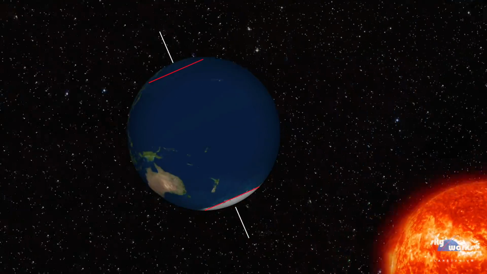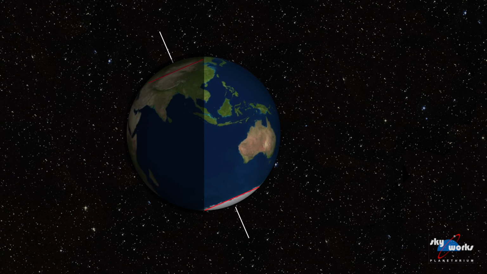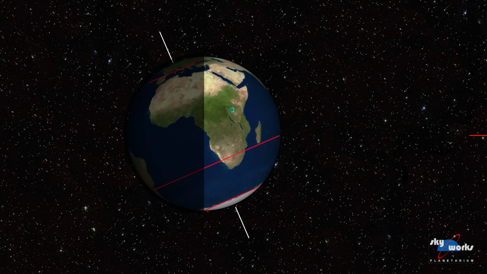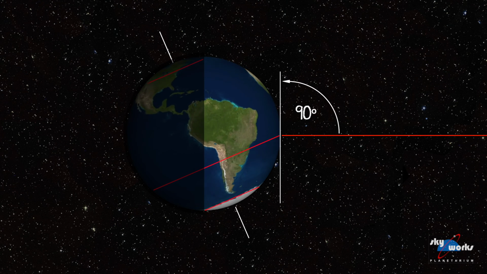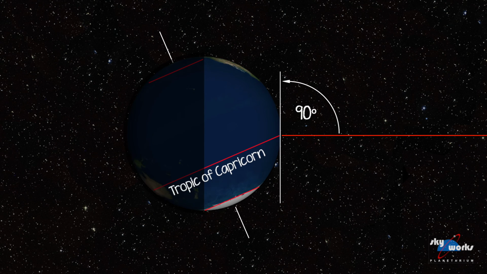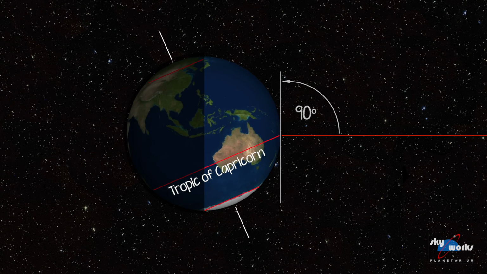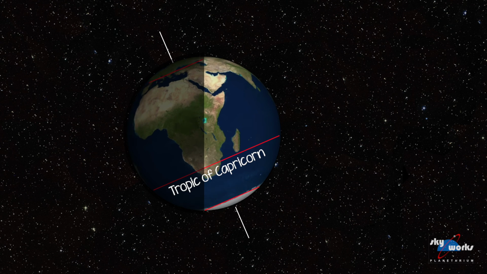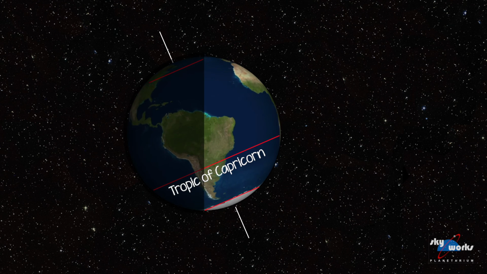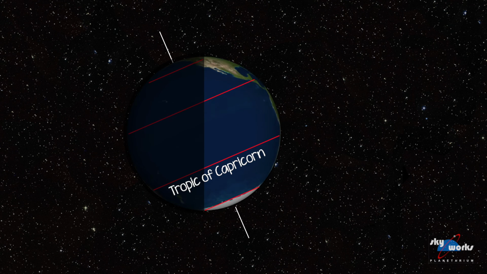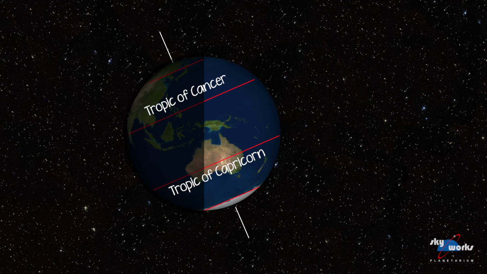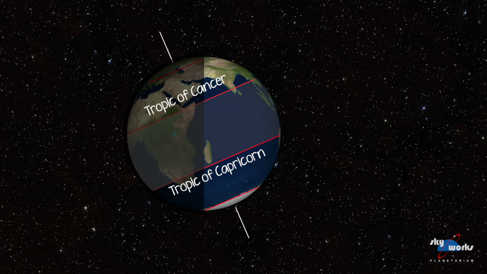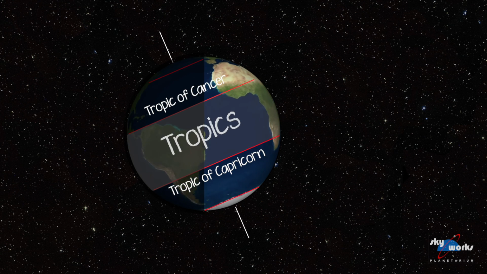There are two other special lines that are defined by the Earth's tilt. In the southern hemisphere during the middle of summer, the line around the Earth where the sun's rays hit at exactly 90 degrees is called the Tropic of Capricorn. At midday from this latitude on Earth, the sun would appear directly overhead. There's also a similar line for the northern hemisphere called the Tropic of Cancer. The area between these two lines is called the tropics.